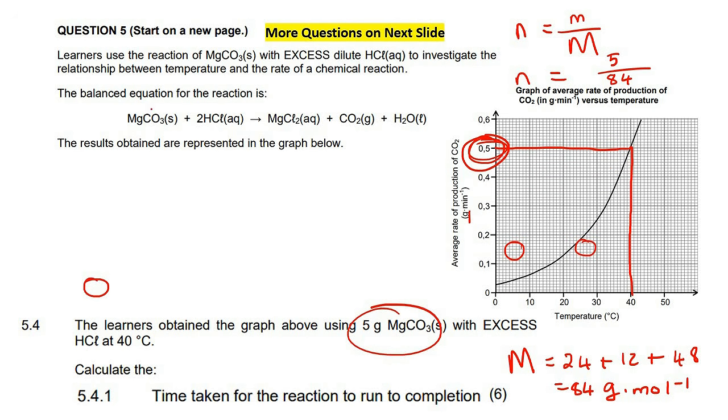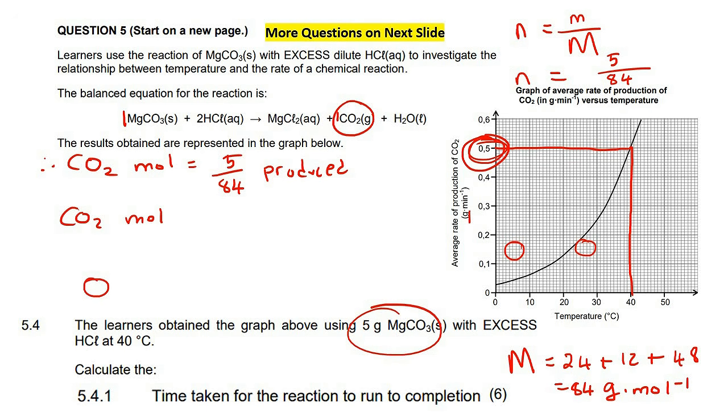What we can now do is look at the mole ratio of this one and this one, and we can see that they are in a 1:1 ratio. So therefore, the moles of CO2 will also be 5 over 84. But that is the moles that is produced, because it's the product. So think about this carefully. And just to make it easier to work with, let's round this off now. I'm going to use this many decimal places because it's not the final answer.